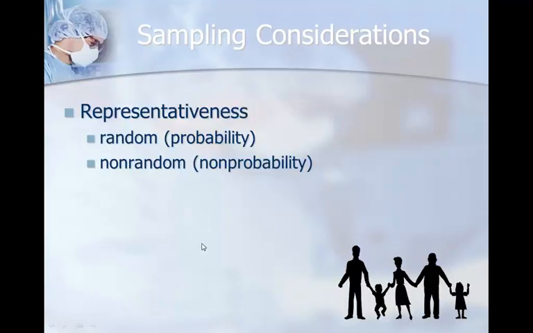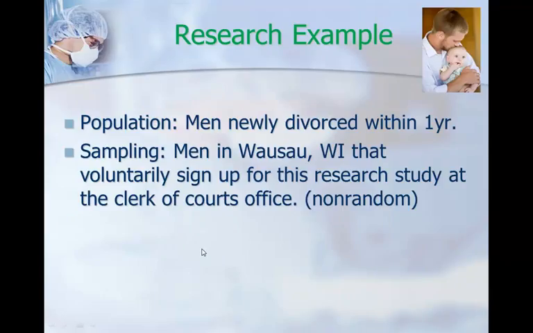So when we look back at our research example, the population that we would be looking at would be men newly divorced within 1 year, and our sample would be men within Wisconsin that voluntarily signed up for this research study at the clerk of court's office. So a very non-random type of research trial.